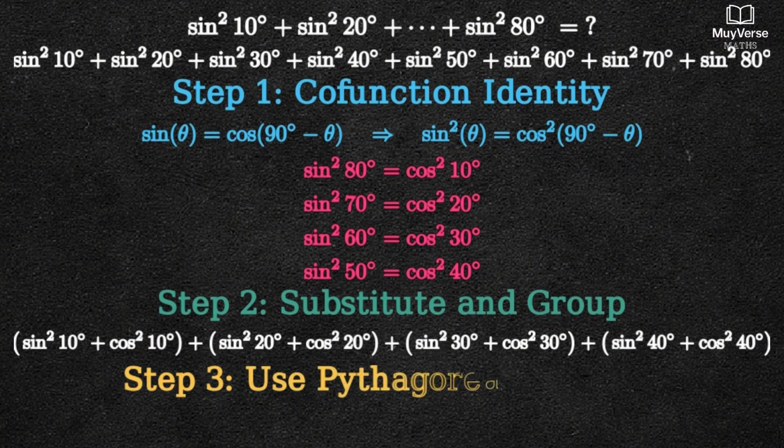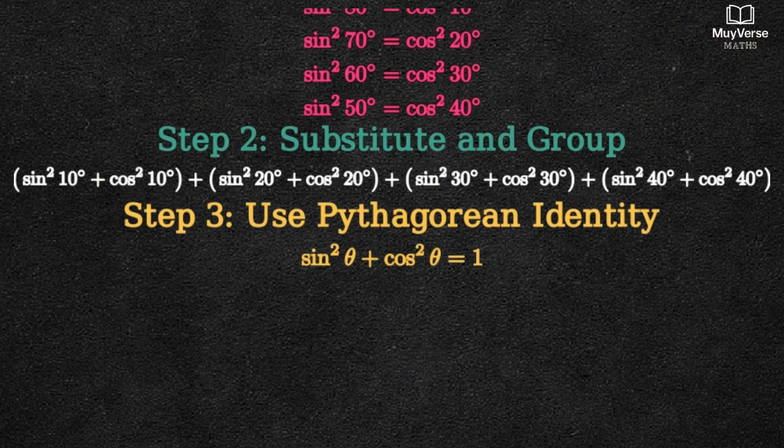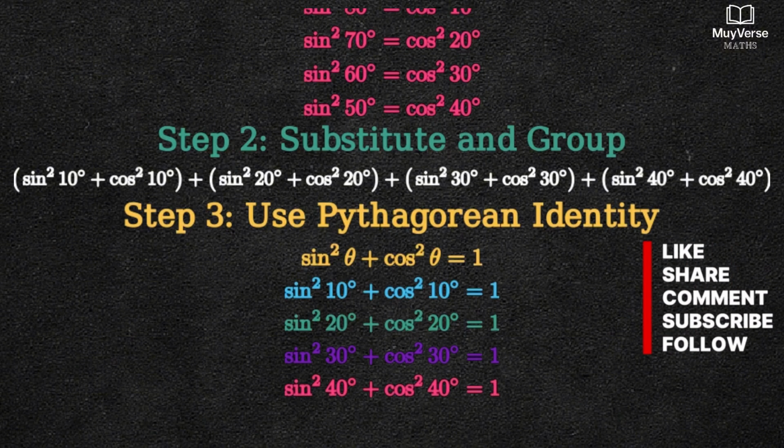Step 3. Apply the Pythagorean identity. Sine squared theta plus cosine squared theta equals 1. First pair equals 1. Second pair equals 1. Third pair equals 1. Fourth pair equals 1.